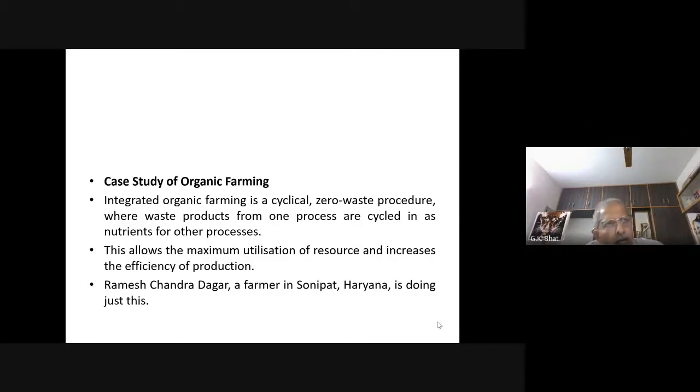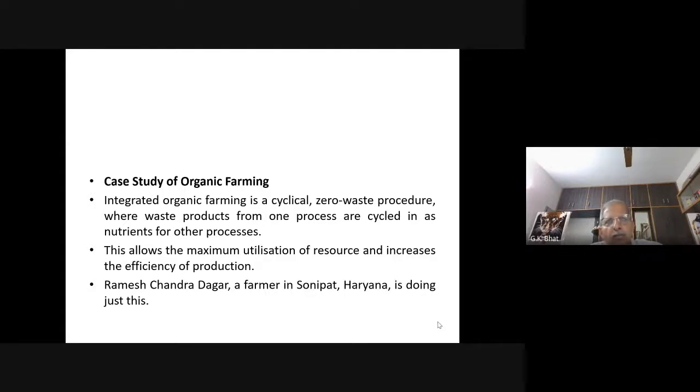It is not that whatever we are doing is new. There are many people at different time periods. They all tried different ways of different types of agriculture systems. Integrated organic farming. Integrated organic farming is organic farming.